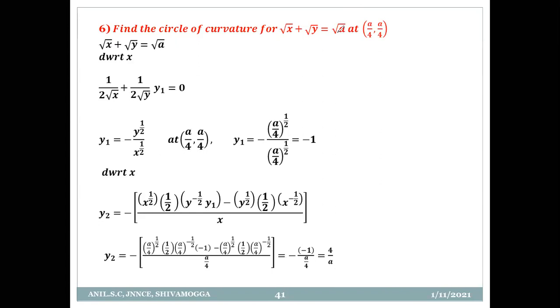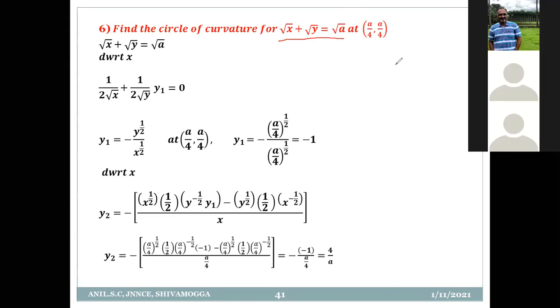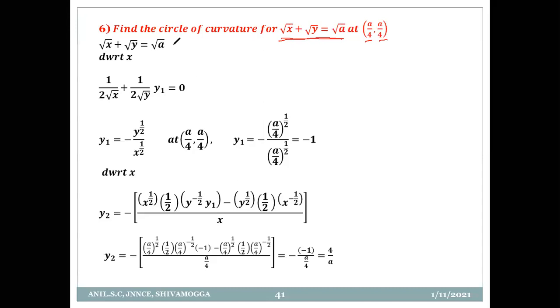Find the center of curvature for square root of x plus square root of y is equal to square root of a at the point x is equal to a by 4 and y is equal to a by 4. Find the center of curvature for this curve. Root x plus root y is equal to root a. Let this be the given curve.